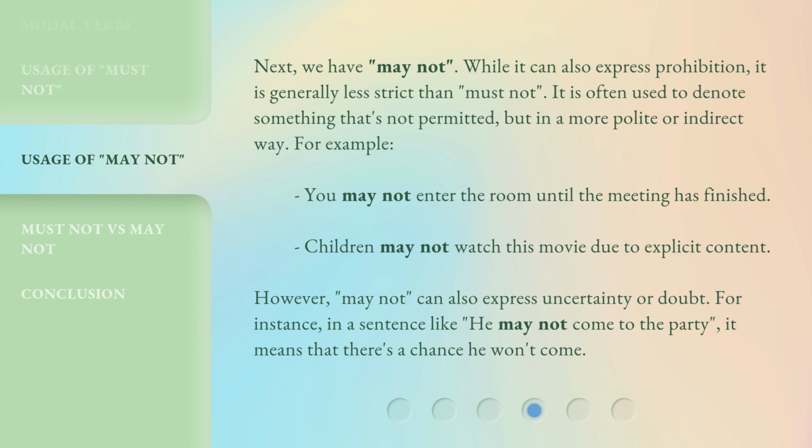However, may not can also express uncertainty or doubt. For instance, in a sentence like, he may not come to the party, it means that there's a chance he won't come.